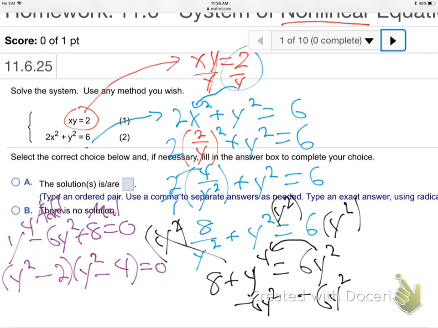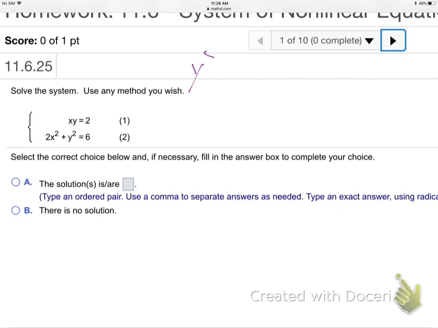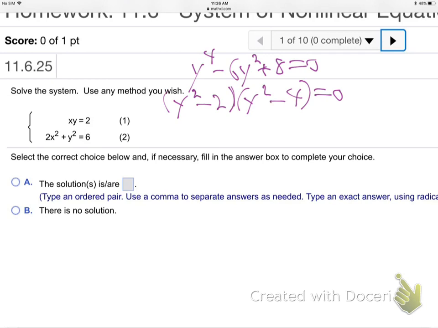And maybe I'll go to a fresh screen if that's okay. Okay, so where were we? We were at y to the 4th minus 6y squared plus 8 equals 0. I factored it: y squared minus 2 times y squared minus 4, both negative. And then you set each one equal to 0 separately, right? Because if two things are multiplying to be 0, either one could be 0 to make the product 0. So then y squared is 2.